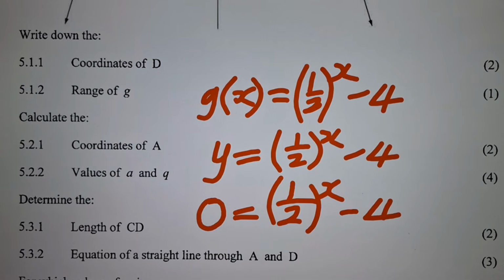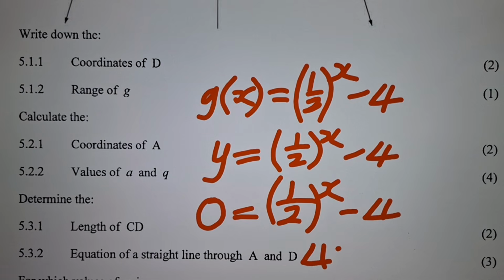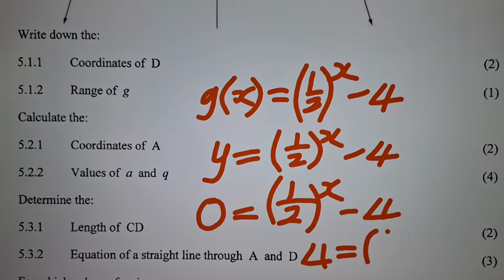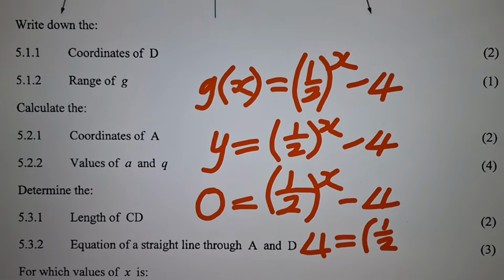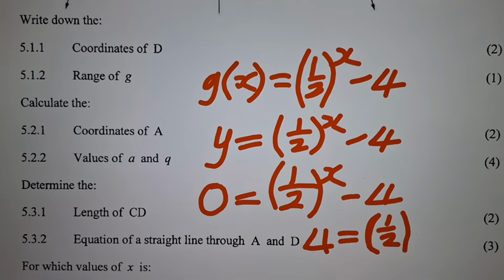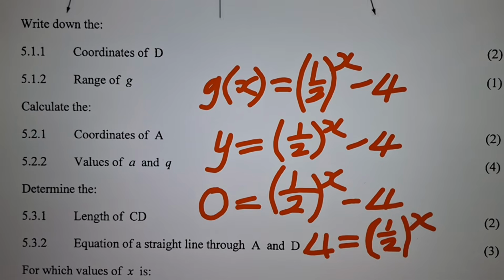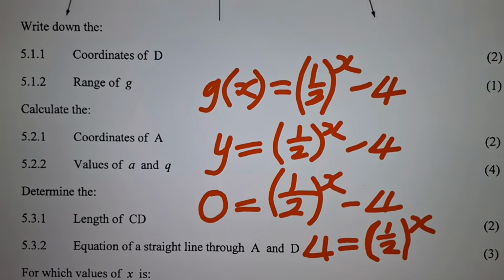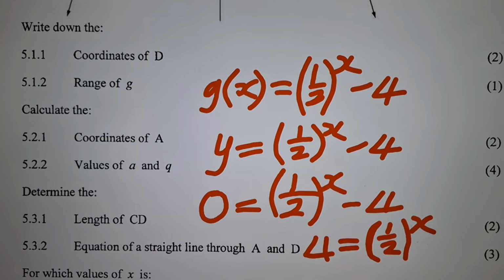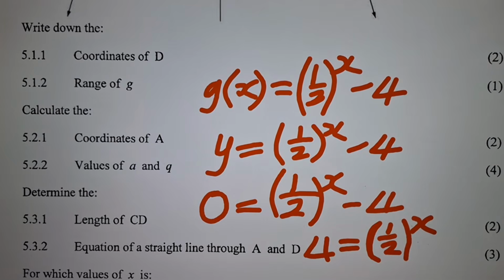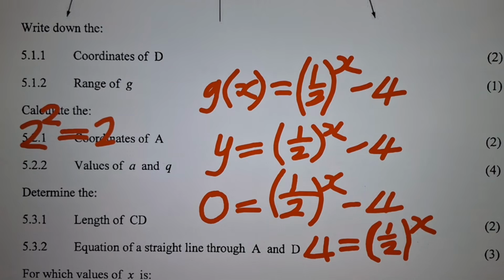Okay, then from here, this is what we're going to do. We can just take negative 4 to the other side, then it becomes positive. Then 4 equals (1/2)^x. We're going to write it in a different way. I'm going to take 4 and write it as 2 squared. Then it equals a half, and for half, I'm going to write it as 2 to the exponent of negative 1.